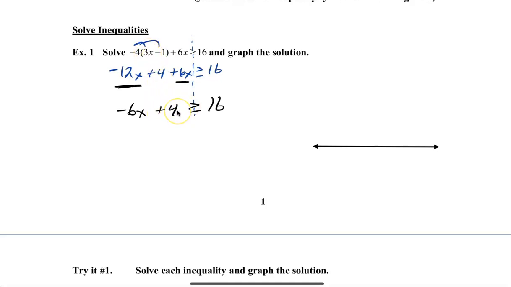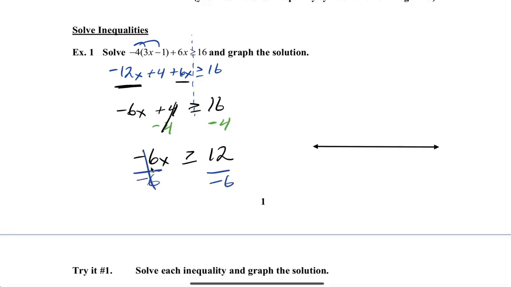Let's get rid of this 4. So we're going to minus 4 from both sides. Whatever you do on one side, you've got to do to the other side. These cancel out. You get negative 6x is greater than or equal to 12. And then now we have to divide by negative 6. To get rid of that 6, we're going to divide by negative 6.